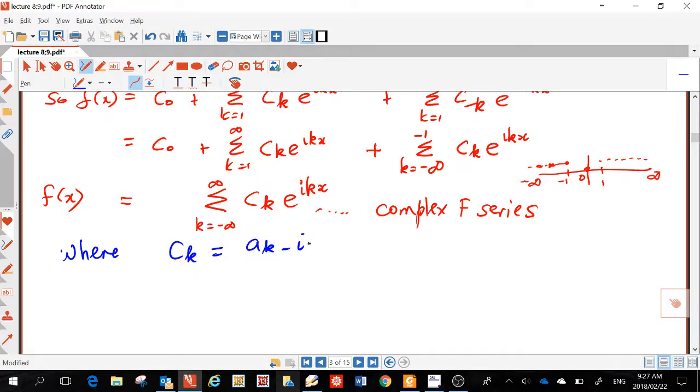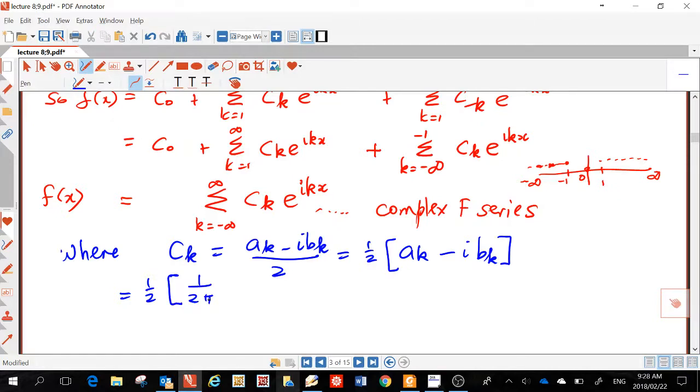CK was AK minus i BK over 2. So that's half AK minus i BK. What was AK? Wasn't it 1 over 2 pi? Well, let's first deal with the 1 over 2 pi, which is for A naught. Let's deal with the most general form. 1 over pi integral. Let's leave the limits out for now, because it's either naught to 2 pi or minus pi to pi. If you want, we can just put minus pi to pi just to finish the problem. But AK was 1 over pi integral f cos kx dx, minus i, and BK was 1 over pi integral f sine kx dx.